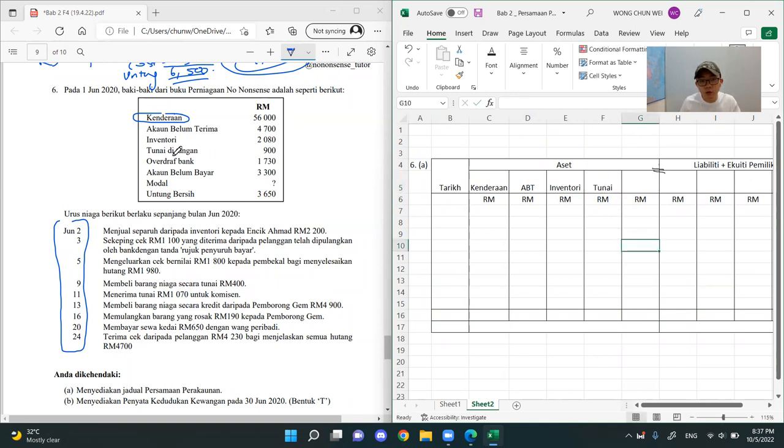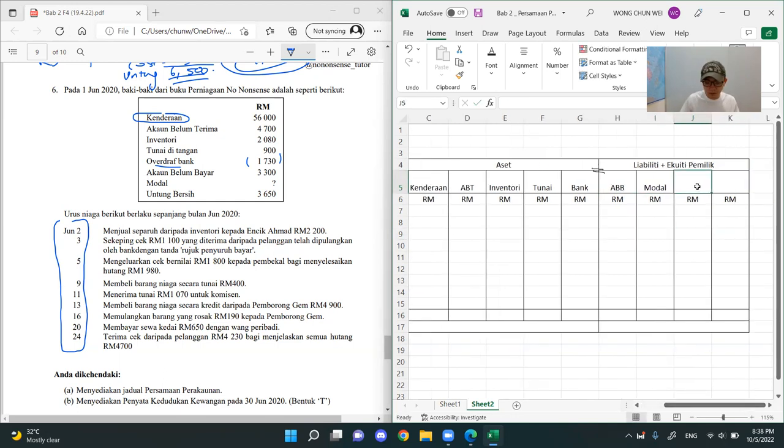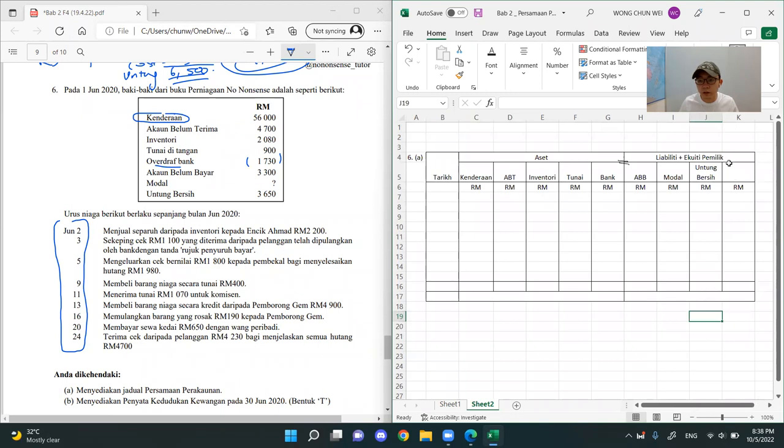Then bank, overdraft bank. All right, so this overdraft bank can be either here or here, right? But now we just put it in asset bank. If overdraft bank, then it will be in liability. But now for bank, we put bracket minus because this is overdraft. Overdraft means minus, okay? Then lepas tu account belum bayar will be in the liability. So I'll put ABB here. Then modal, and lastly your untung bersih. Like that. So that's extra.